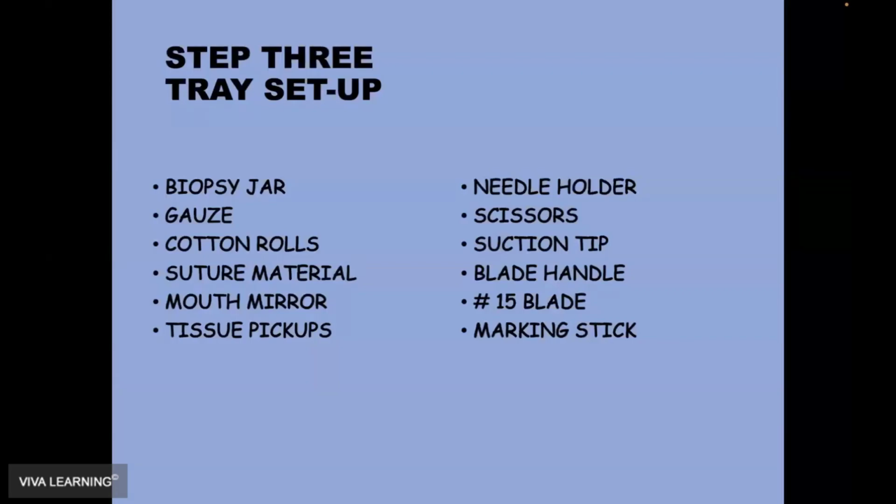Tray setup. Biopsy jar, you get that from the oral pathologist. Gauze, you have in your office. Cotton rolls, you have in your office. Suture material, any type of suture material you have in your office. A regular mirror, tissue pickups, cotton pliers, a needle holder to hold the needle, obviously, scissors to cut the suture, a suction tip, a blade handle and a blade, and a marking stick.